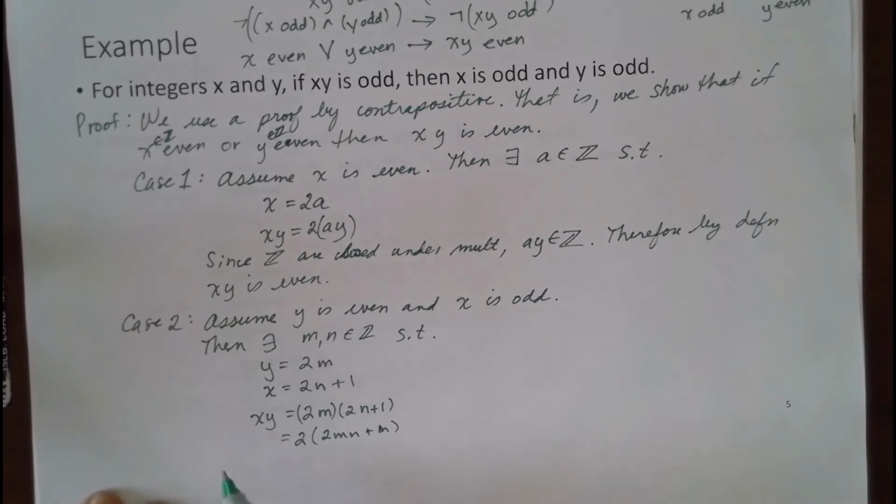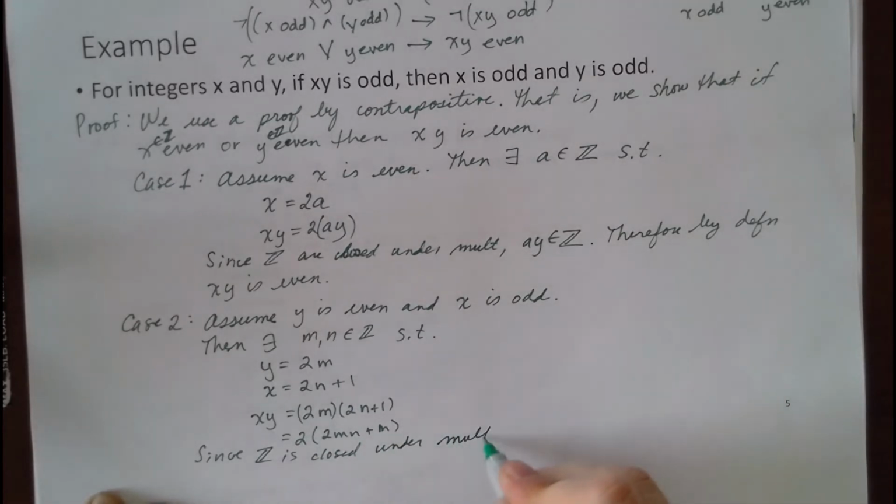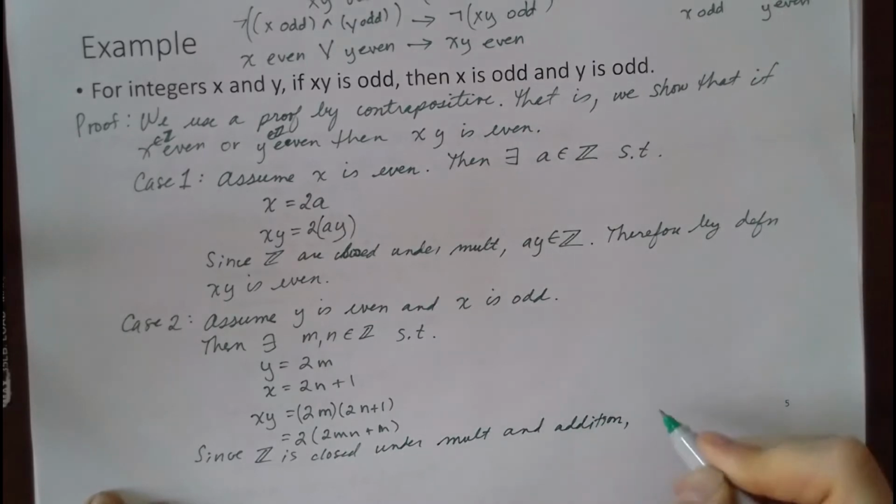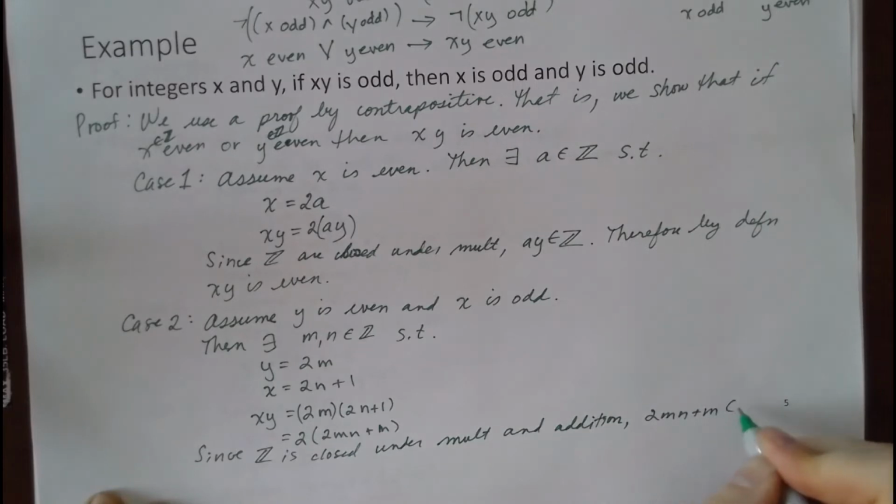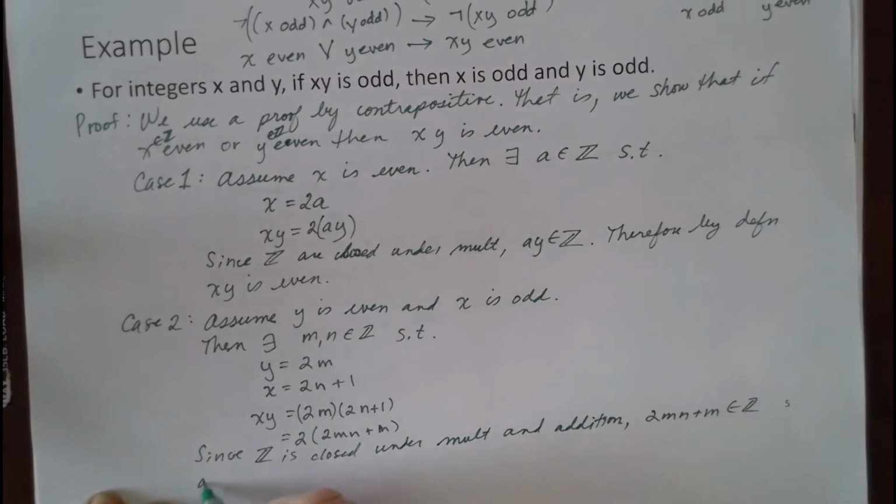Okay, and then since the set of integers is closed under multiplication and addition, we have to list both of those. Multiplication and addition. We know that 2mn plus m has to be an integer, and therefore that product is even.